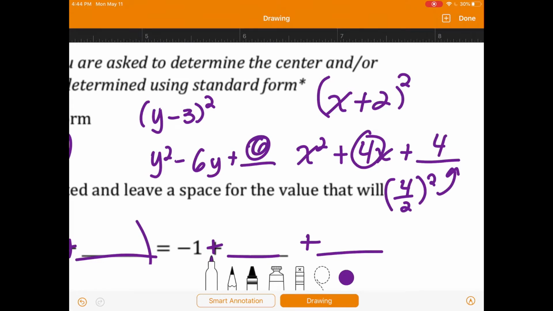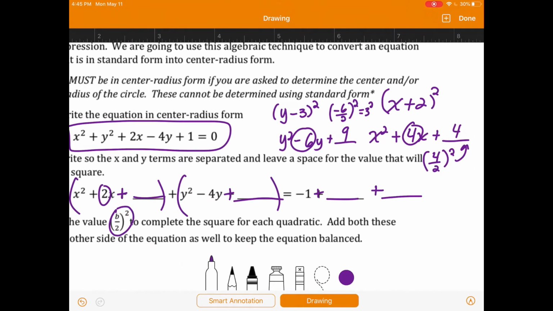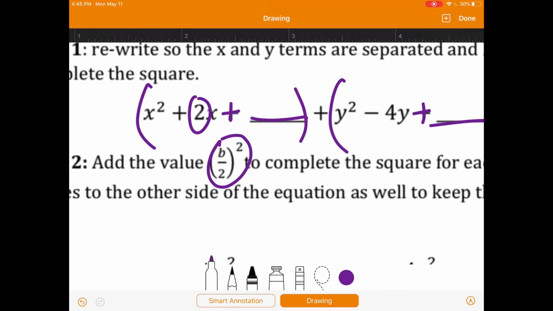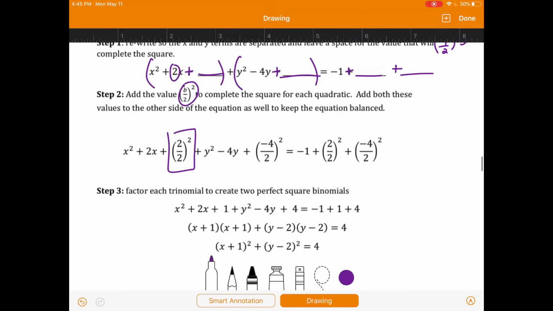We know that there's going to be a 9 here. But the way you can figure that out is by taking this number, −6, dividing it by 2, and squaring it. So −6 divided by 2 is −3. Square it, you get 9. So that's another way of getting those missing pieces. We're going to use that idea to find the missing piece. So we're going to do 2 divided by 2 and square it, and that is what goes right here. 2 divided by 2, squared, is going to end up being 1.